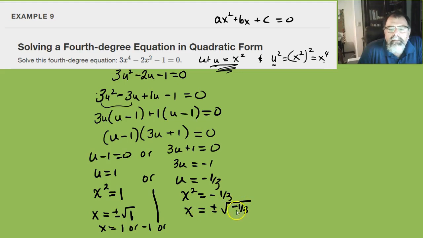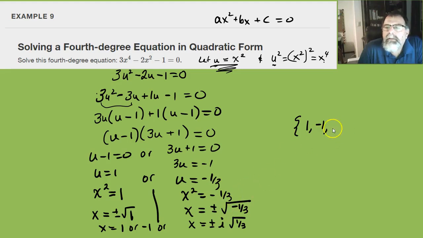Now this is an imaginary number, so we get plus or minus i, and then the square root of 1 over 3. Now we technically probably should rationalize the denominator. The book leaves it this way, so we'll go ahead and leave it this way. So our solution set has the 4 solutions, the plus or minus 1, so 1, minus 1, and then the plus or minus i square root of 1/3, and then negative i square root of 1/3.